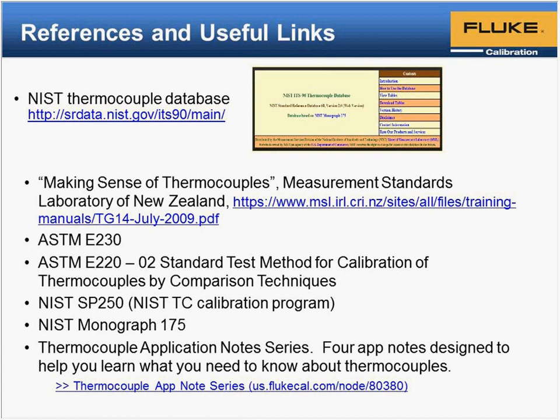And laboratories will use a variety of other things too. They may have a block that's sitting at room temperature, and they measure the temperature of it with a thermistor. So absolutely, there are several other options for reference junctions.